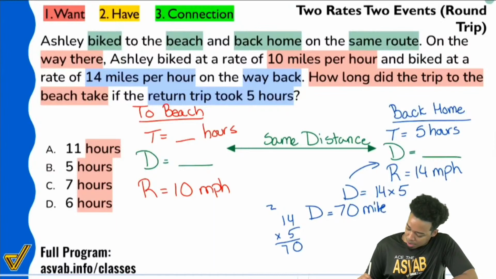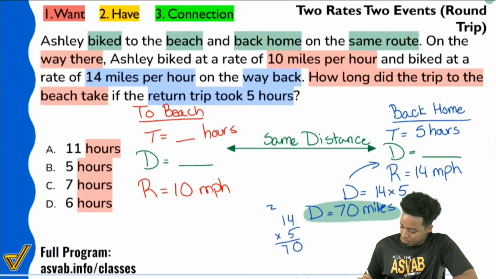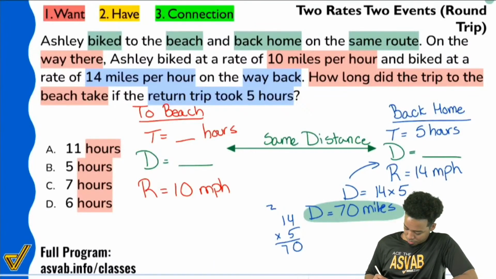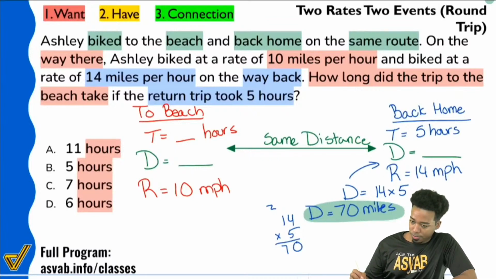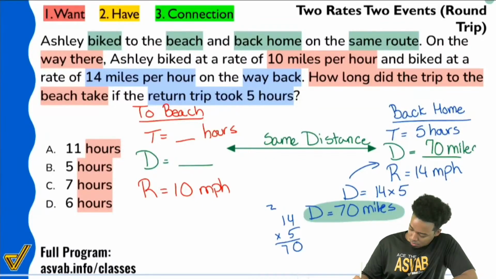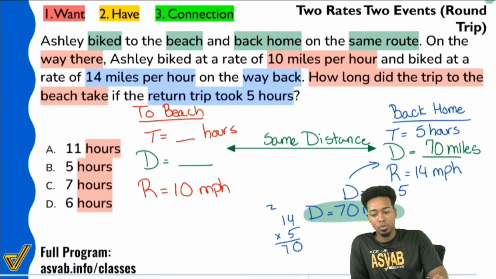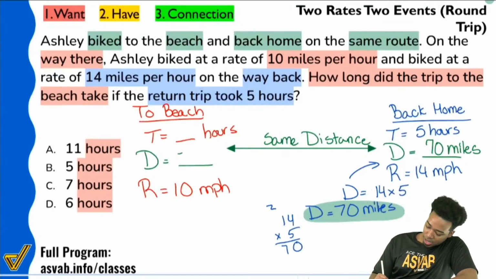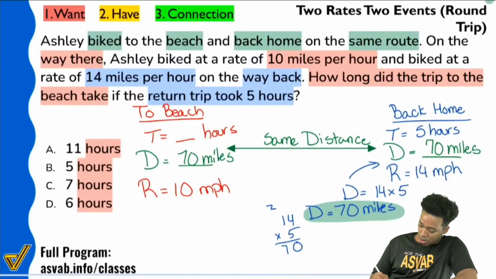Everybody, if the distance back home is 70 miles, what else can we say is 70 miles? That's right, the distance to the beach. And so, boom, we can plug that in right there, and now we can go ahead and plug that in right here and solve.